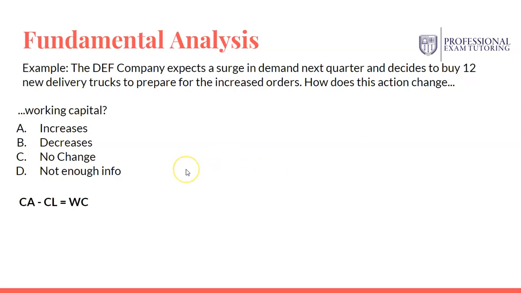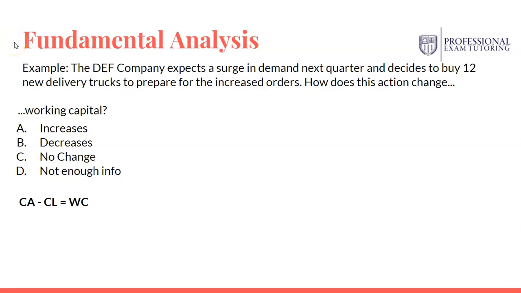Now, remember that the formula for working capital is current assets minus current liabilities. So when we see current assets minus current liabilities, what we need to do here is identify where the current assets are in this question and where the current liabilities are. Now, if we see that the DEF company has purchased a bunch of new trucks, and the question itself is not specifying that they bought the trucks on credit or they took out a loan for it, then we would assume that they paid cash for these trucks.